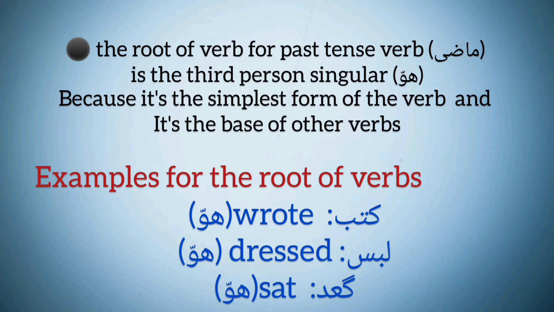Kitab. Kitab is actually the root, and it basically means wrote. He wrote. هو كتب, he wrote. لبس. هو لبس, he dressed. It's a past tense. And قاعد means sat. هو قاعد, he sat. And قاعد actually has 2 different meanings. The first one is sat, and the second meaning is woke up. For example, هو قاعد من النوم. He woke up from sleeping.